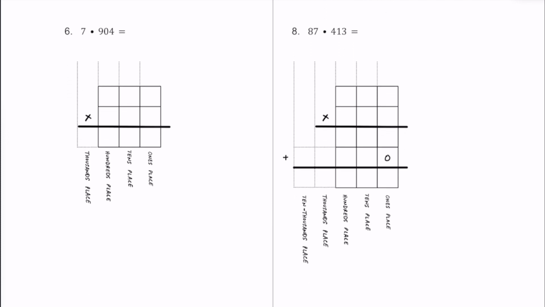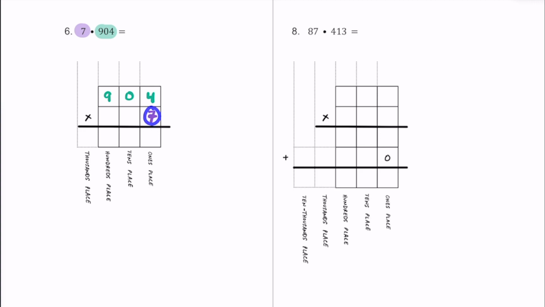For number 6, we have another similar one here. In this case, we have 7 times 904. Now 904 definitely has more digits, so this is the one that's going to go on top. So we'll put 904, and then our second digit or second number we have here is 7, only has one digit, so that's going to go in the ones place.